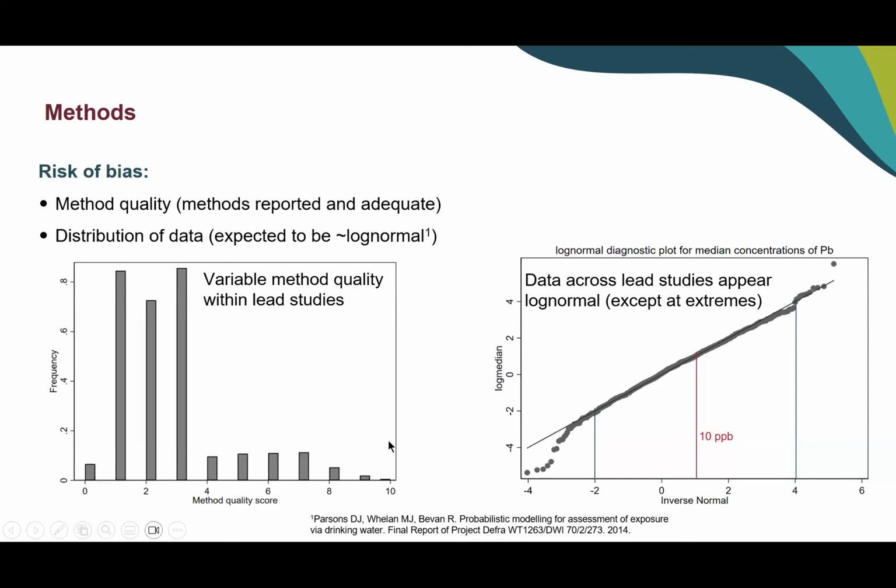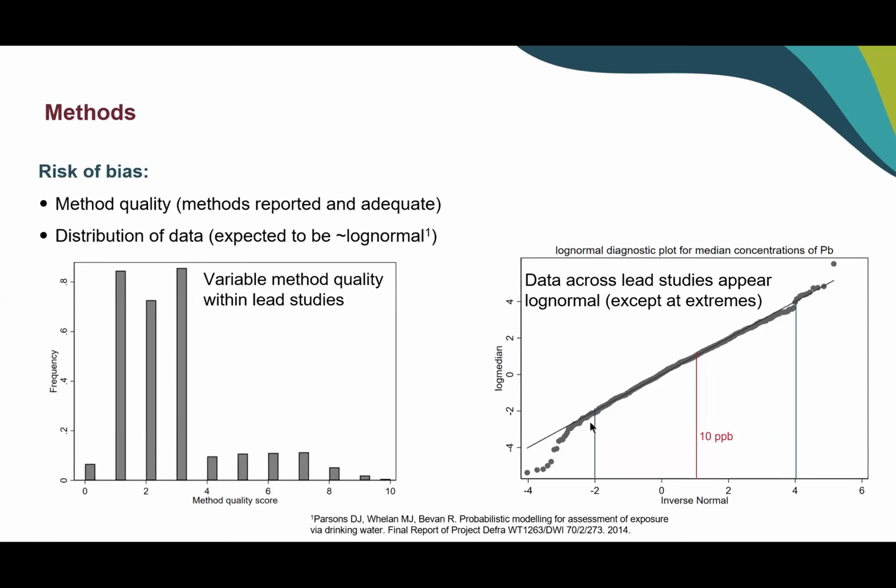And when they're either inadequate or, much more often is the case, they're just simply not discussed in the article, then we assign lower scores. And what we see in the table on the left is that individual articles tended to have low to medium method quality scores. But when we look at all of the studies together, what we know from the literature is that we typically expect concentrations of lead and toxic metals in drinking water to follow a log normal distribution.